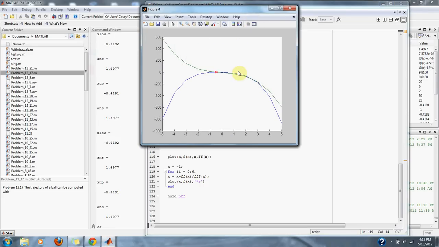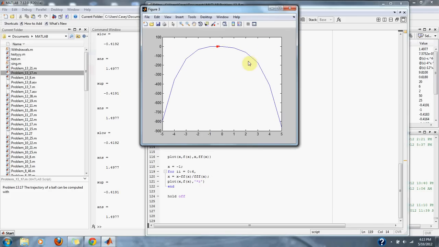Here is the Newton's method, where we have our new function going through and finding our maximum here at approximately 0. Here we have our parabolic interpolation function, which rapidly converges to the maximum because we have a parabolic shape as our function.